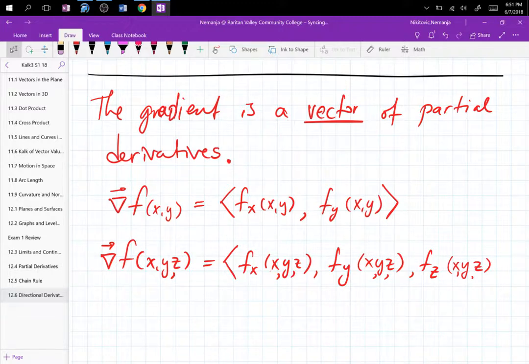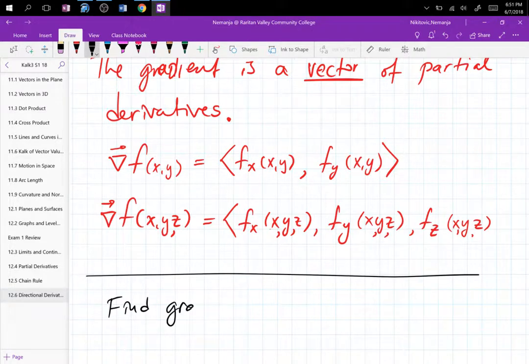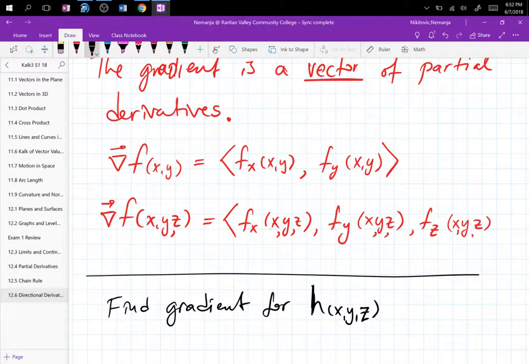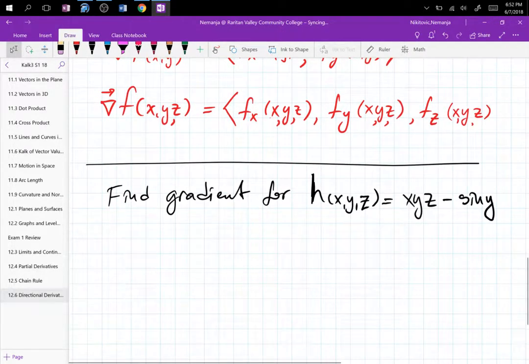Now, the entire process is you being able to take partial derivatives, obviously. So let's do an example for this. Find the gradient for h of x, y, z equal to xyz minus sine y. That's all you need. Follow the formula.